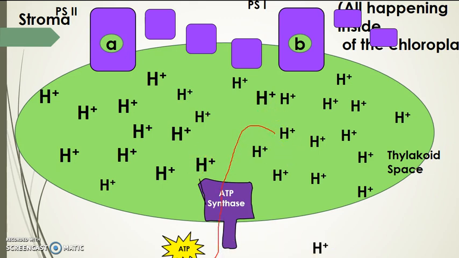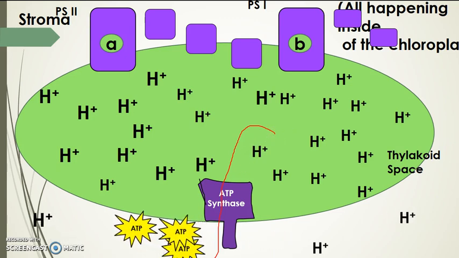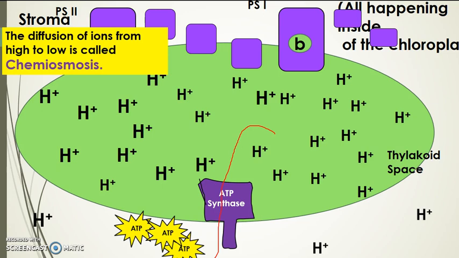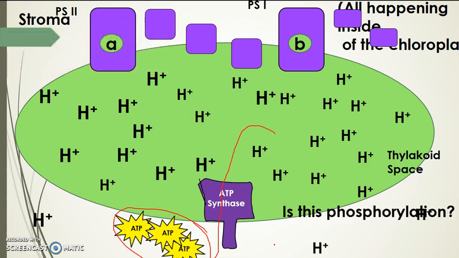They're flowing through a protein channel, and as they flow through down their electrochemical gradient, ATP synthase is able to join together ADP and an inorganic phosphate to make ATP. So this diffusion of ions is called chemiosmosis, and it's how we're able to produce ATP. So at the end of the light reaction, this is photophosphorylation, this process here.